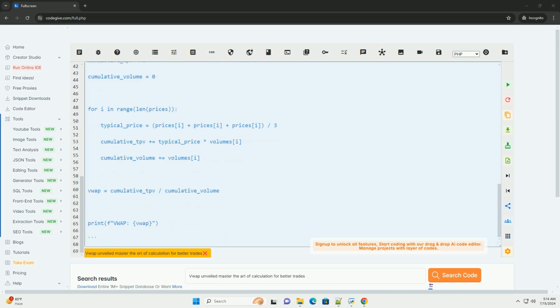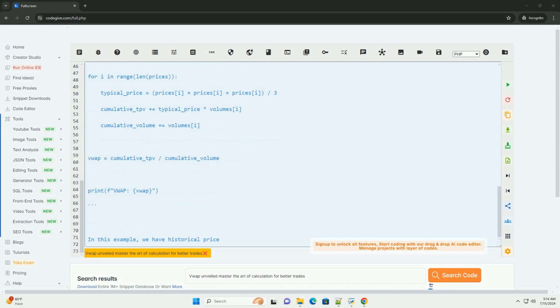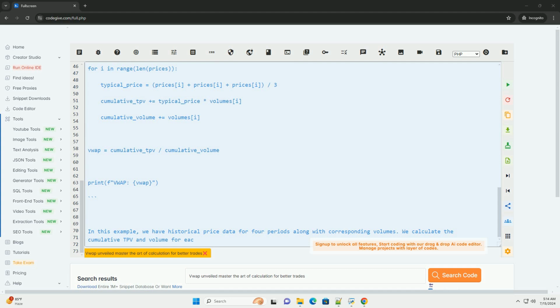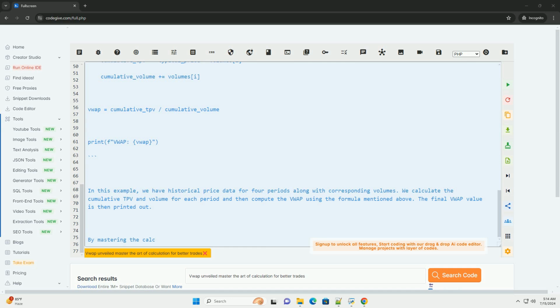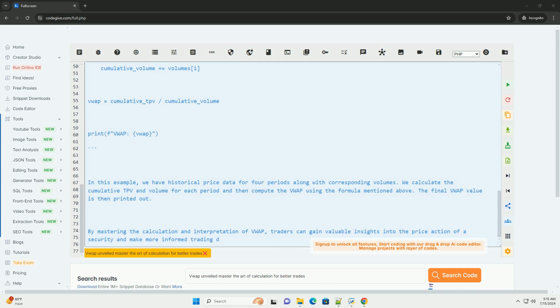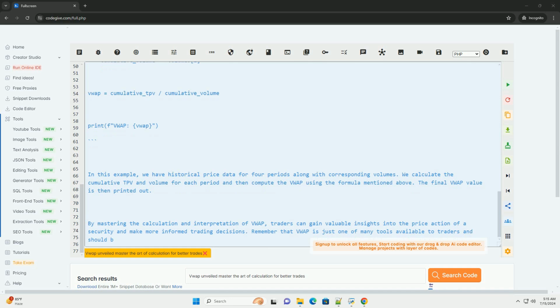Here is a step-by-step guide to calculating VWAP. 1. Calculate the typical price for each period. Typical price equals (high + low + close) / 3. 2. Calculate the cumulative typical price multiplied by volume for each period. Cumulative TPV equals cumulative TPV plus typical price * volume.